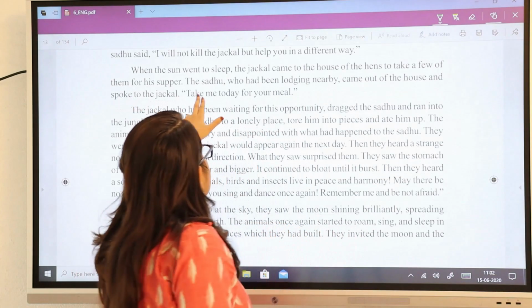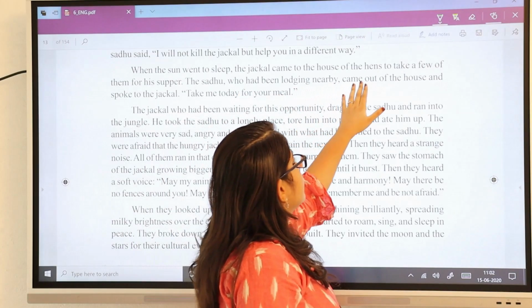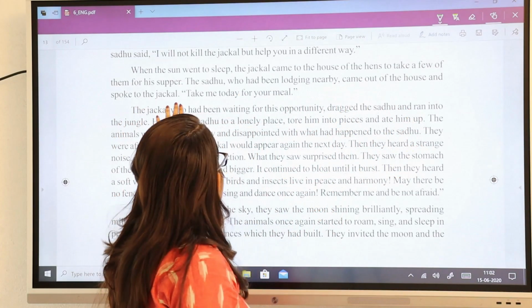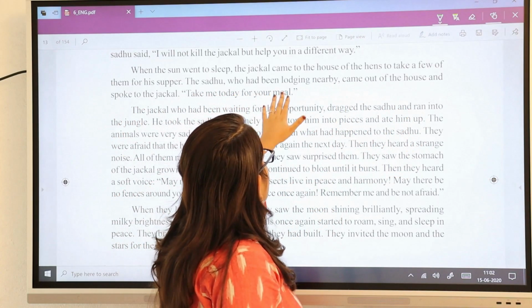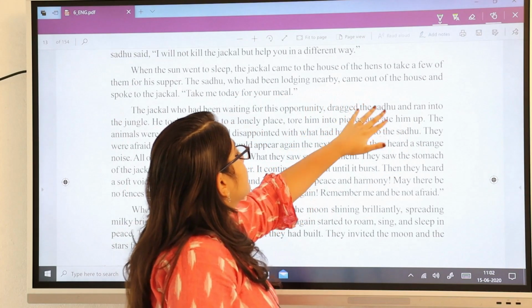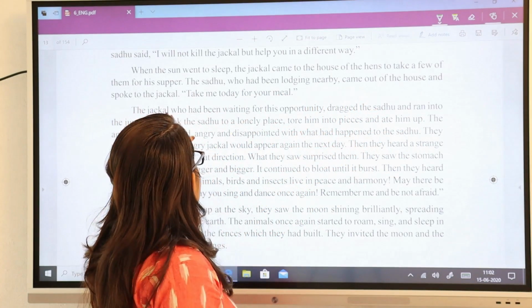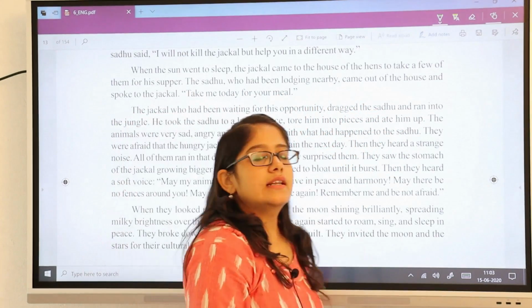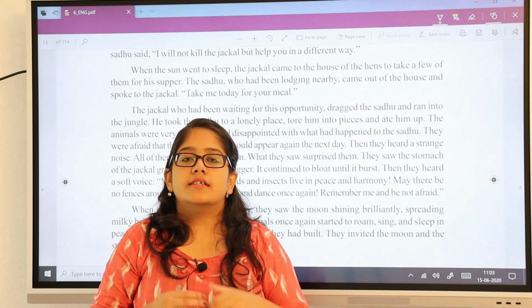When the sun went to sleep, the jackal came to the house of the hens to take a few of them for his supper. The Sadhu, who had been lodging nearby, came out of the house and spoke to the jackal, take me today for your meal. So what did the jackal do?